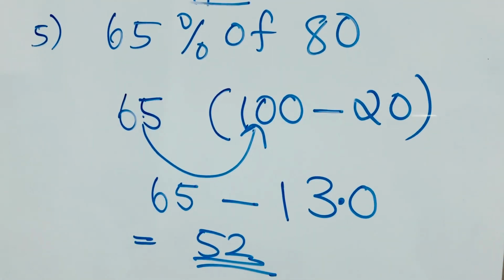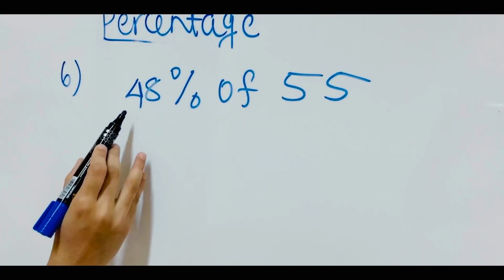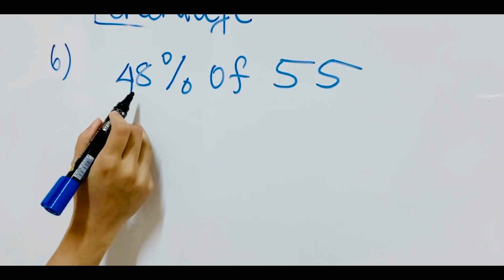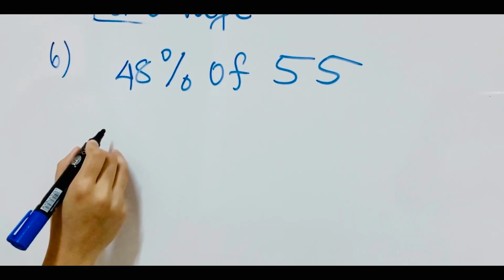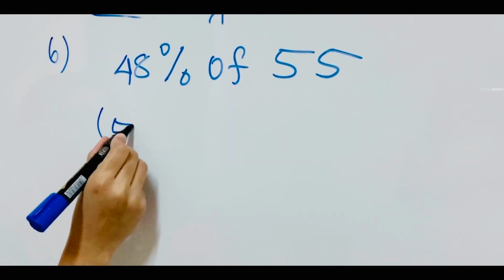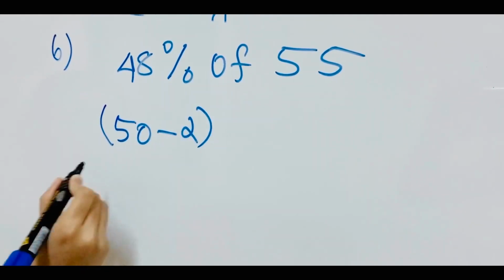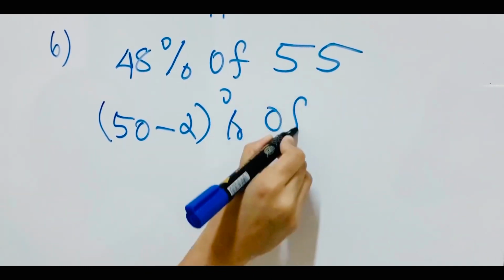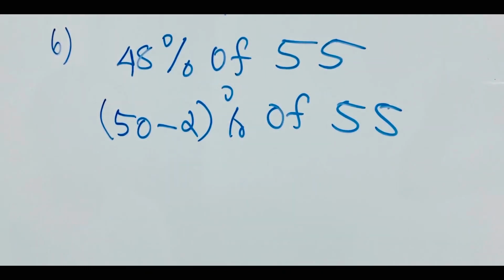Then 65 minus 13 will be 52. Consider this question, 48% of 55. How can we write 48? 48 can be written as 50 minus 2. Right. Percentage of 55.